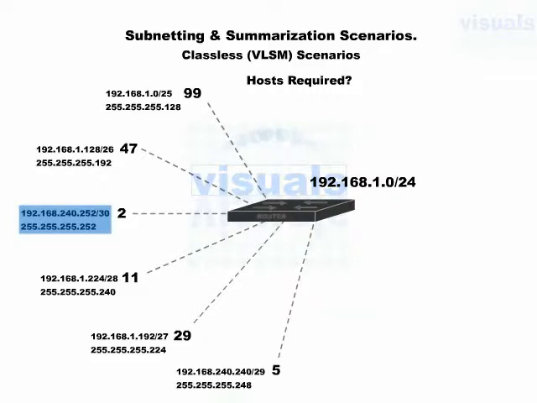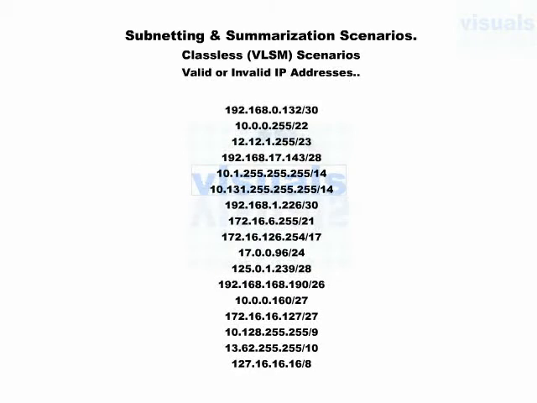For this network, valid addresses are from 192.168.240.253 as the first, and .254 is the second and last. The broadcast address is 255. So let's move towards other scenarios. Now this is the list of IP addresses. We have to determine valid IP addresses from this list.